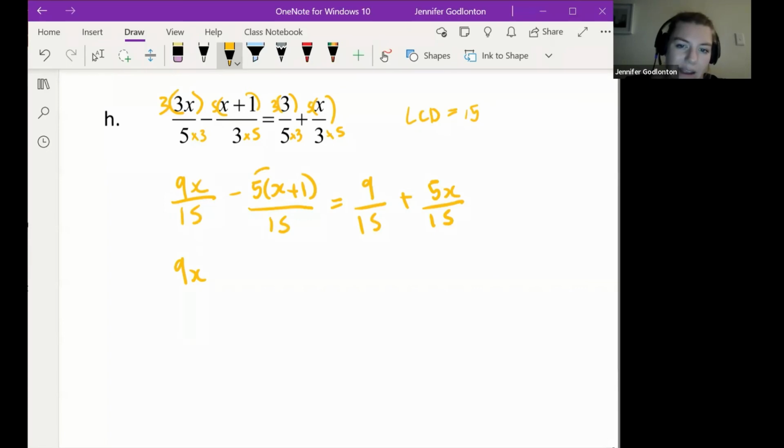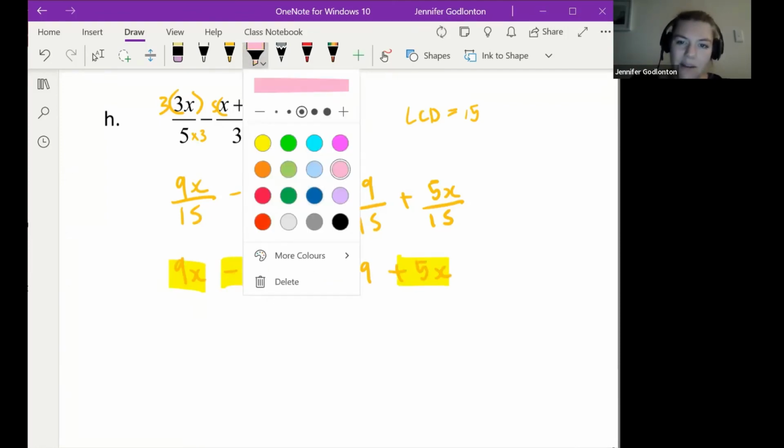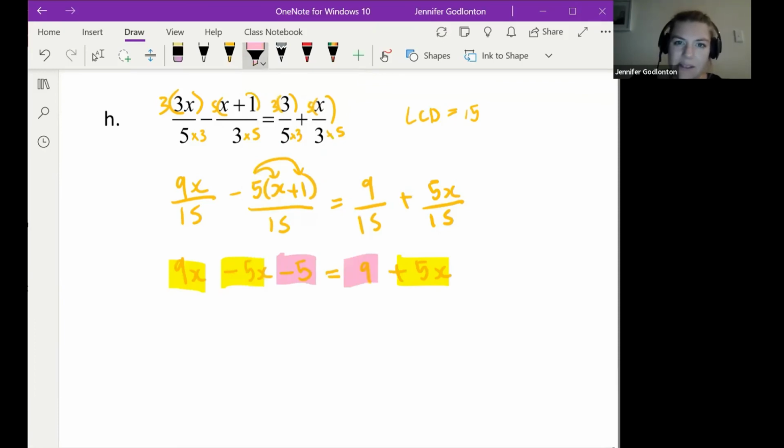So I'm going to have 9x. I'm going to multiply this negative 5 in, so negative 5x minus 5 is equal to 9 plus 5x. Then we need to start moving things around. So we've got these x's chilling. We want them to be on the same side, and we want our numbers to be on the same side.